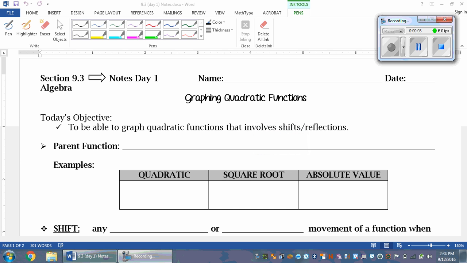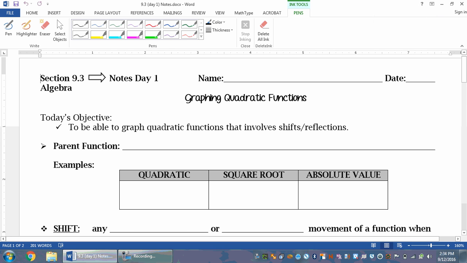All right, welcome back. Today we're going to be working on 9.3 day 1 notes, graphing quadratics. Before we go ahead and get started though, we got to talk about what is the most basic form of a graph without any transformations.